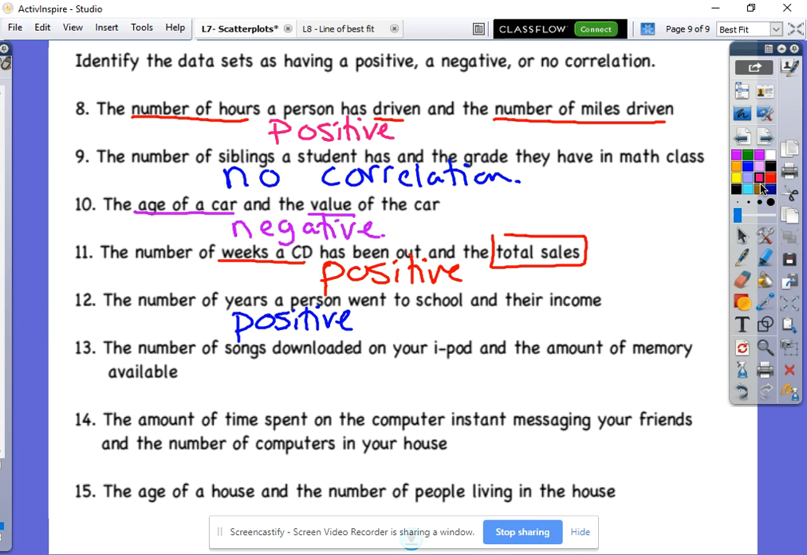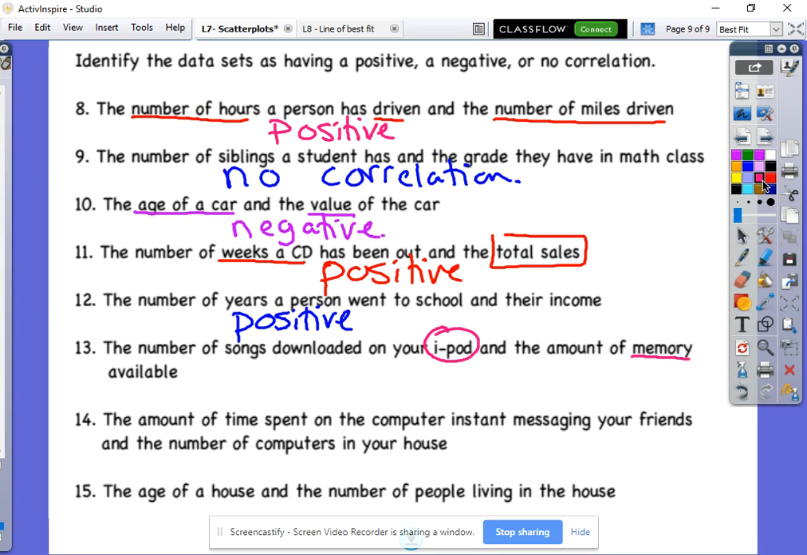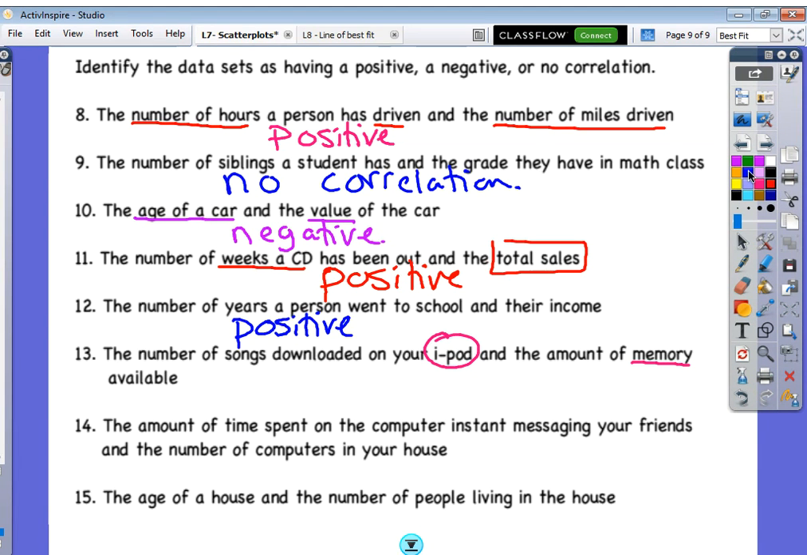Okay, number 13. Once again, maybe you don't have an iPod, maybe you're only streaming, so this doesn't make sense again. But I remember having an iPod and I could only have a certain number of songs on my iPod because there was only a certain amount of memory available. So for you guys, it might be that you run out of storage because you're taking so many selfies, God knows. But in this case, it's the number of songs you have downloaded on your iPod and the amount of memory you have available. So think about that.